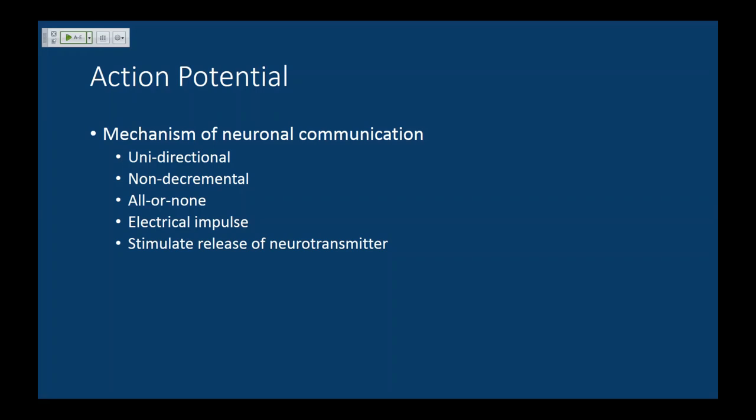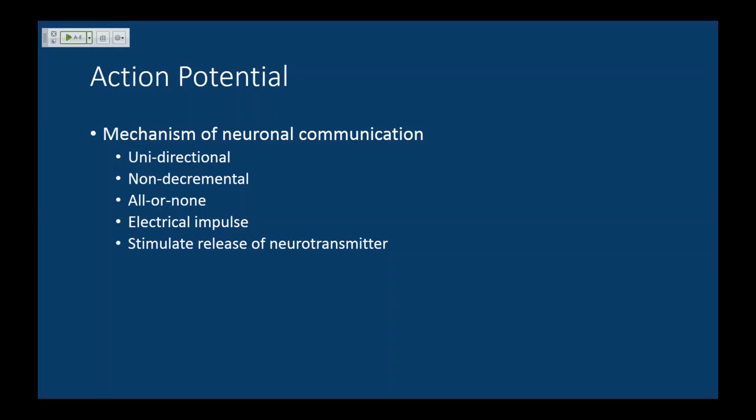Okay, so switching gears now, we're going to talk about the actual function and the physiology of the neuron, which is entirely based on the action potential. So this is the mechanism of neuronal communication. And a few important things to remember about this. It is unidirectional. It only travels down the axon, does not travel back up. It is non-decremental, meaning it does not decrease in strength as it goes.